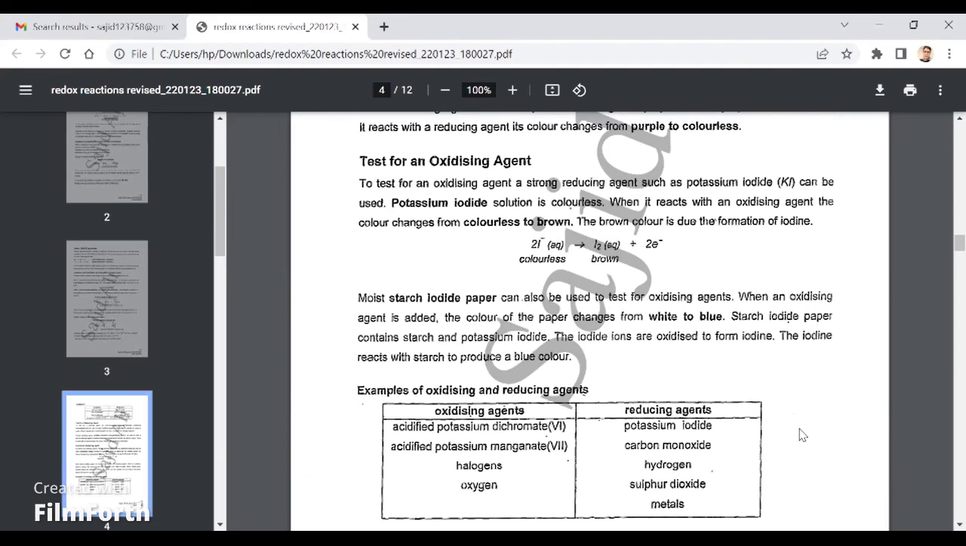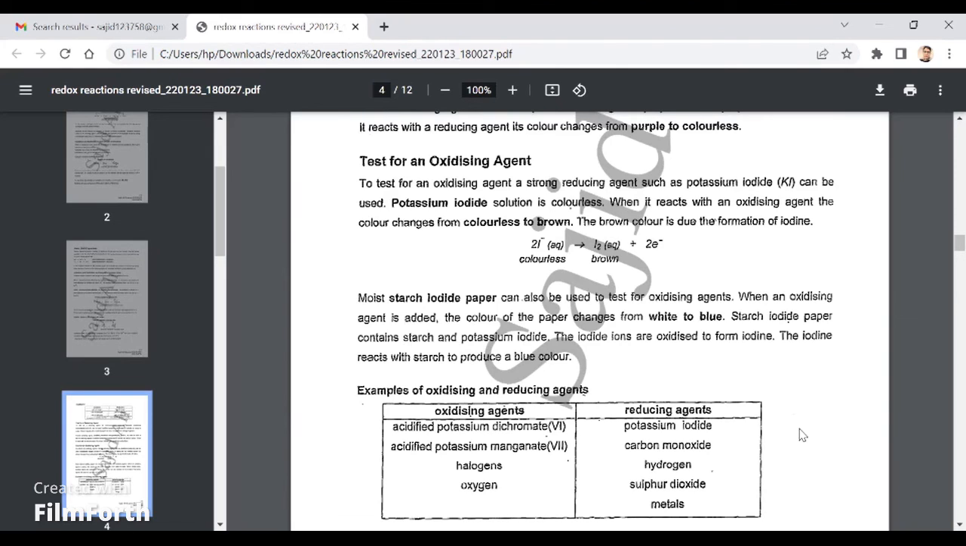Tomorrow in the class we will discuss again the oxidizing and reducing agents with a few more examples, and then we will do the past paper questions.